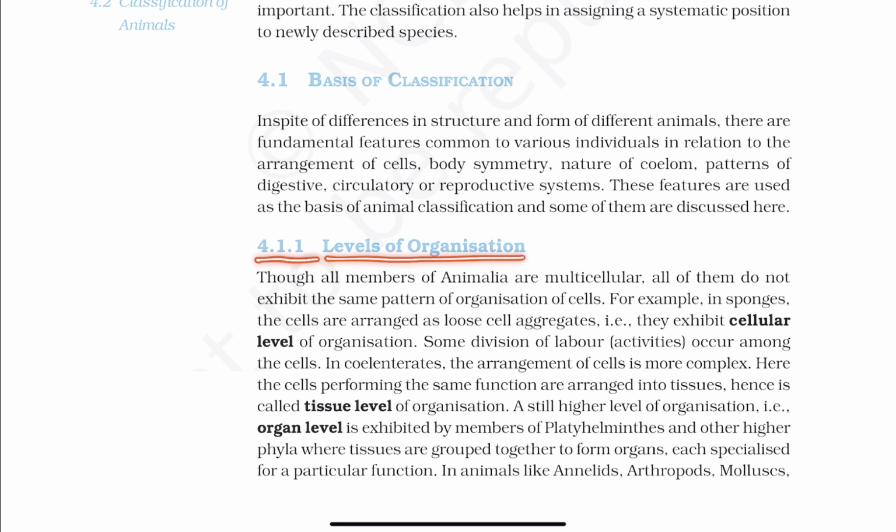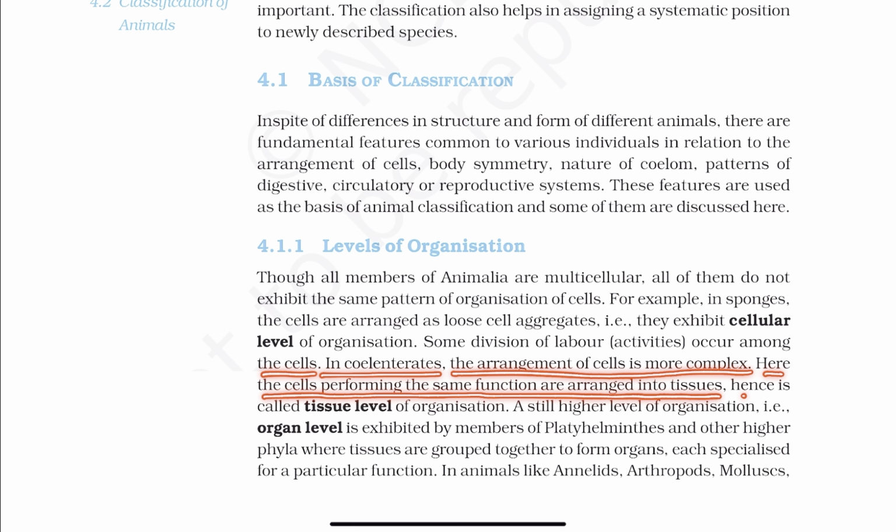4.1.1 Levels of Organization. Though all members of Animalia are multicellular, all of them do not exhibit the same pattern of organization of cells. For example, in sponges, the cells are arranged as loose cell aggregates, that is, they exhibit cellular level of organization. Some division of labor activities occur among the cells. In ciliates, the arrangement of cells is more complex. Here the cells performing the same function are arranged into tissues, hence it is called tissue level of organization.